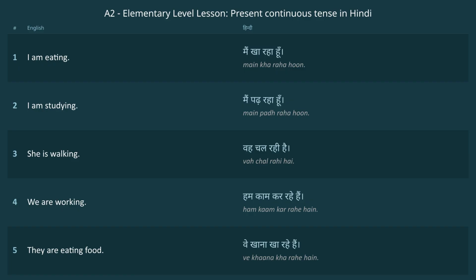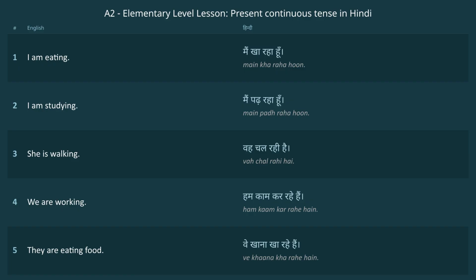Mistake 1. Forgetting the hona part, the hu, hai, or hain. Learners say things like मैं खा रहा. People may still understand, but it sounds incomplete. Give the sentence its landing gear. मैं खा रहा हूँ. वह चल रही है. हम काम कर रहे हैं.